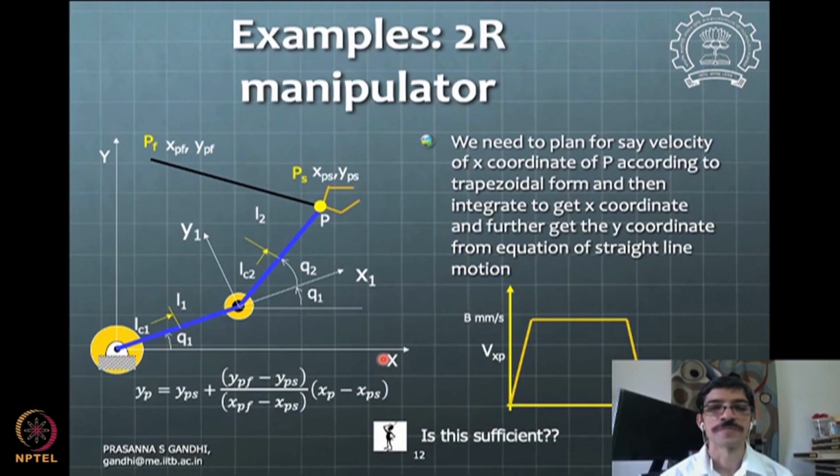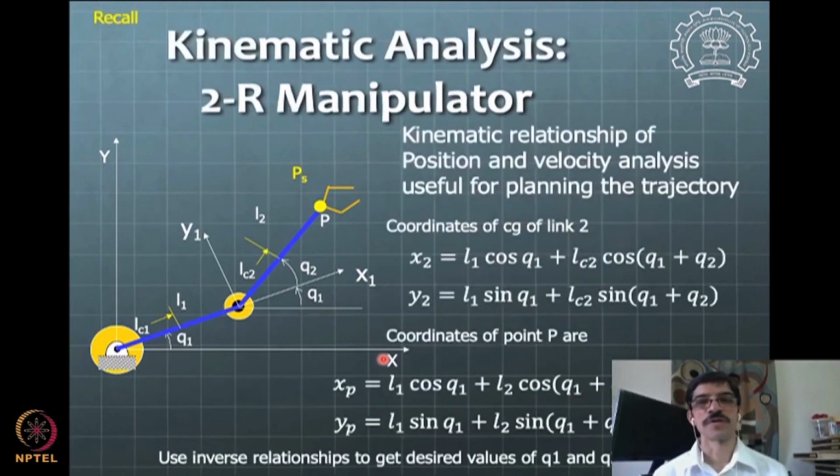You plan first your x desired value and y desired value, and then come to the kinematic relationships to get the Q1 and Q2 desired values. You recall that the coordinates of the CG of link 2 were this, and if you change this LC2 to L2, then that becomes the coordinates of point P. Use the inverse of this relationship to get the values of Q1 and Q2. You see that typically these relationships are not linear.